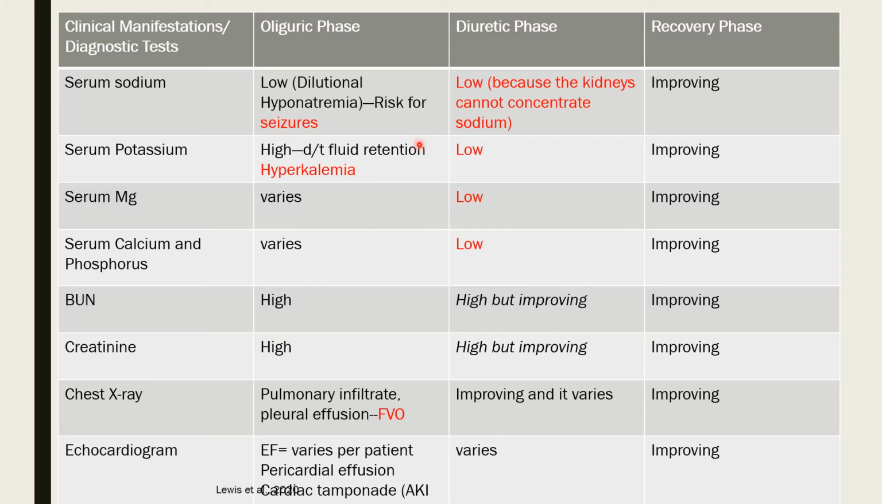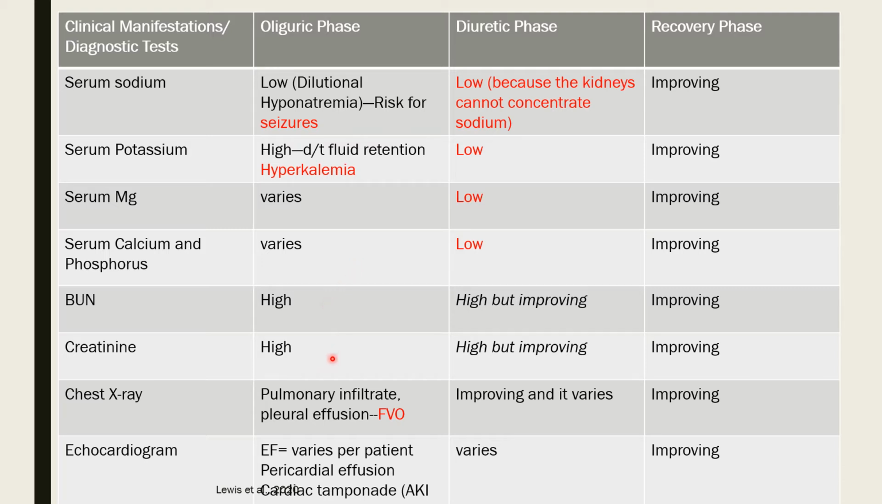Now, let's move on. This is to show you what's going to happen to the diagnostic tests. What will you see? Okay. Now, let's start with oliguric. Remember, with oliguric, your patient is retaining so much fluids. They are not urinating as much. So when you check their sodium, it is diluted because of so much fluids. That's why there is a risk for seizures. Their potassium, since they're accumulating, can be high. But when it comes to magnesium, calcium, and phosphorus, it might vary per patient.